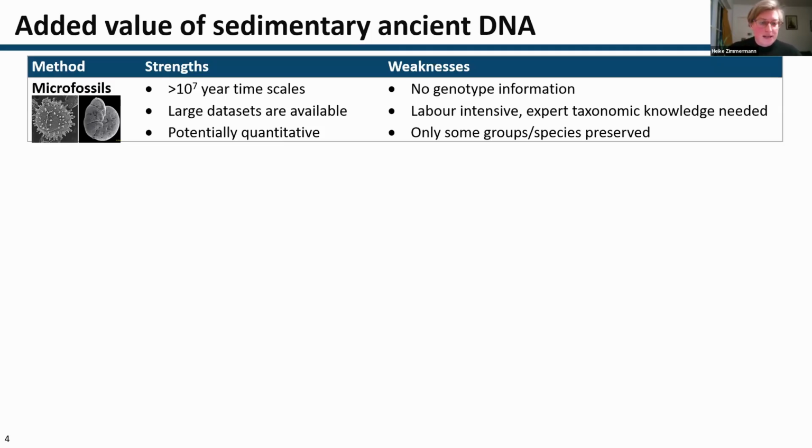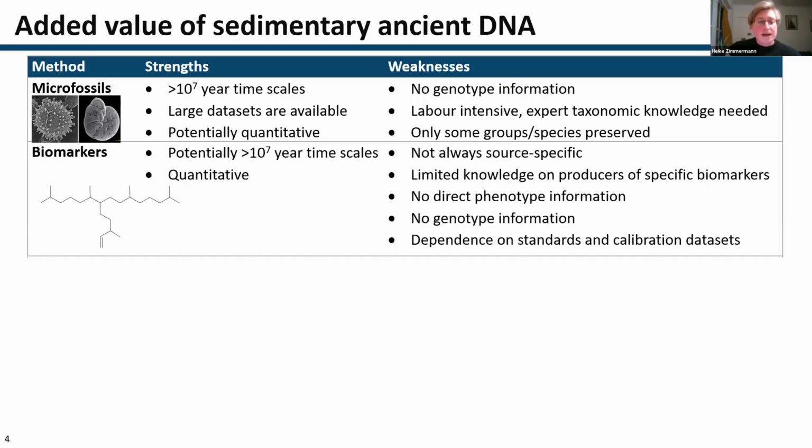So if we start with microfossils, they can be preserved over relatively long timescales, so in the range of tens of millions of years. There are large data sets available, and it's potentially quantitative. However, there's no genotype information available. It's quite labor intensive, and we need expert taxonomic knowledge. Also, only some groups or even only some species are preserved, and sometimes, they don't even preserve at all because of dissolution. Then we have biomarkers.